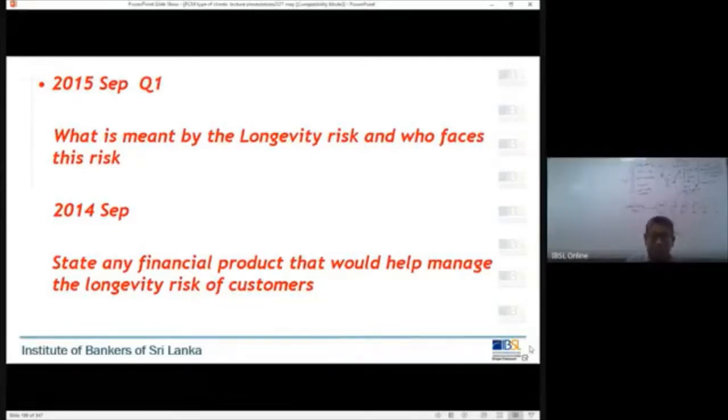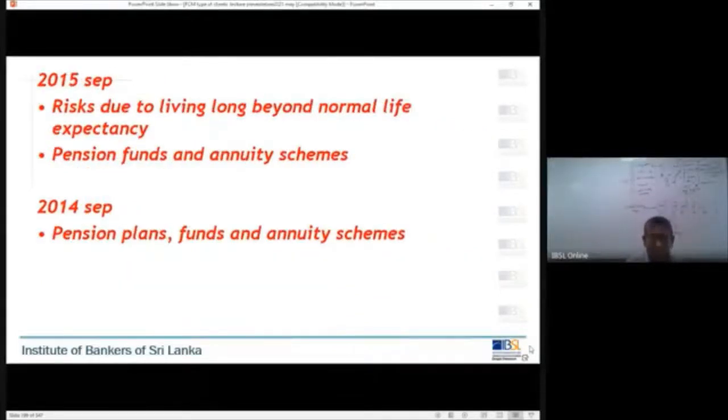So therefore, please write in your handout: what do you mean by longevity risk? Longevity risk means the risk due to living long beyond normal life expectancy. Please write down. The risk due to living long beyond normal life expectancy. Right? Okay.